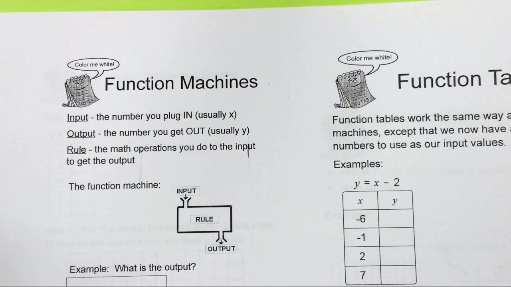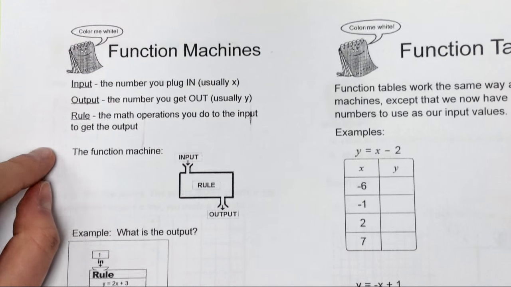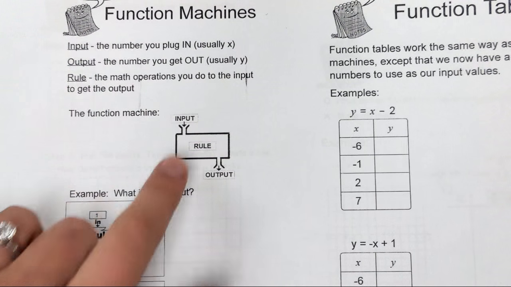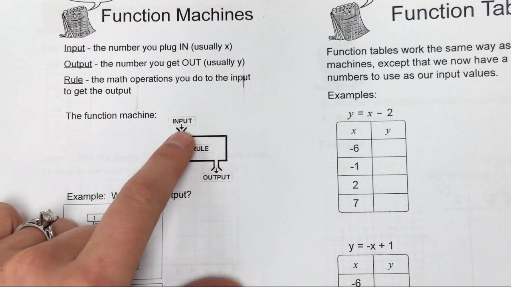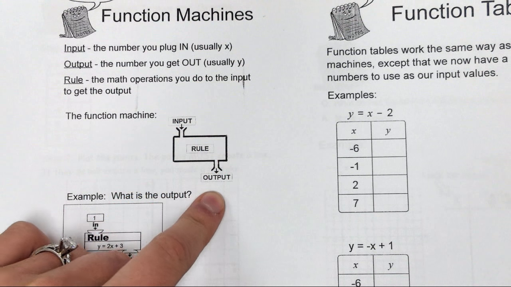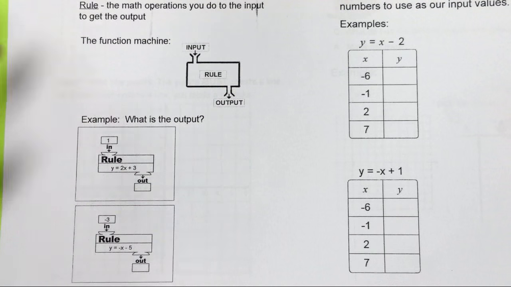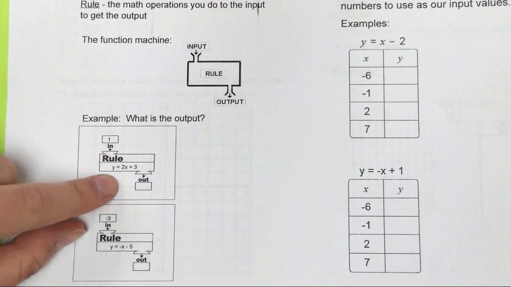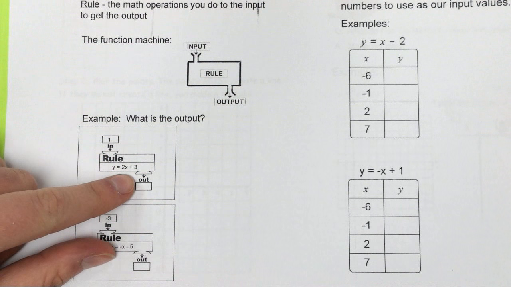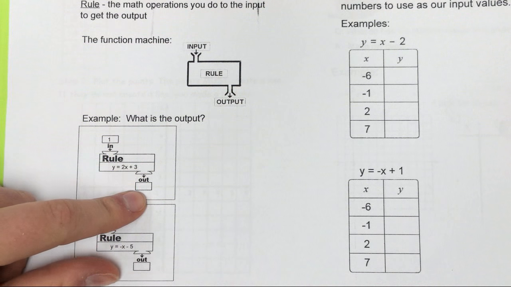So we can kind of think about this as a visual with a function machine. You put the input number in, some math happens, and then the output number comes out. So let's take a look at this first example. If I have an input of 1 and a function rule y equals 2x plus 3, we want to figure out what number we get out.